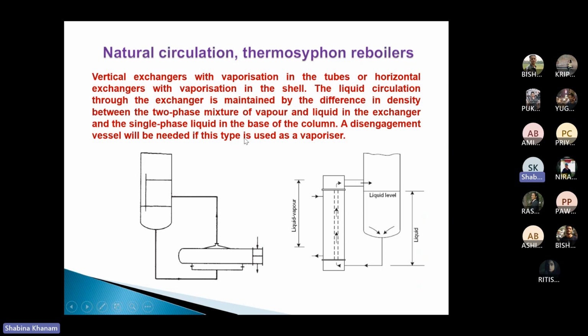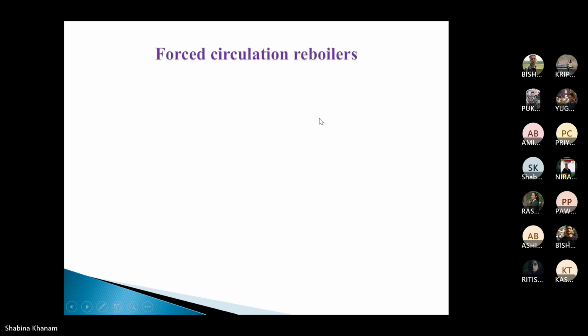A disengagement vessel will be needed if this type of reboiler is used as a vaporizer. In this case, instead of entering the distillation column, it will enter another chamber, which is basically a vapor and liquid separation chamber, which we call a separator. In that way, we separate the vapors, and then those vapors enter the required equipment or required place, like this. So this is the natural circulation or thermosiphon reboiler.